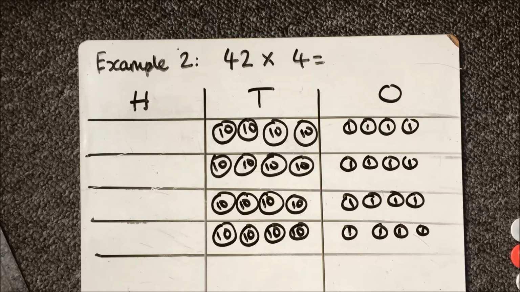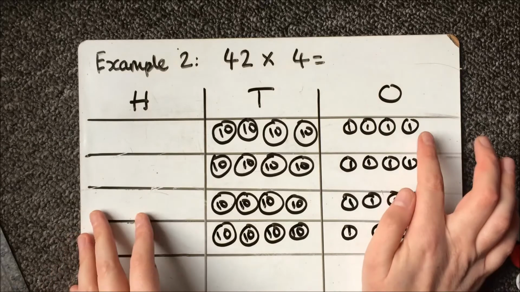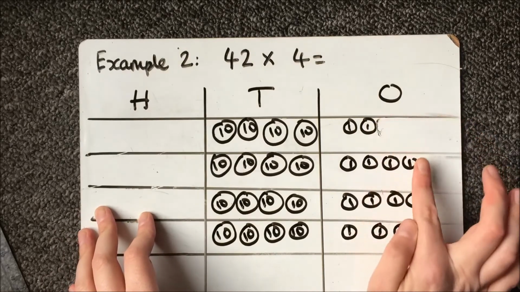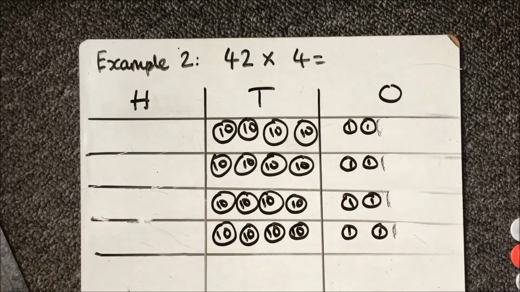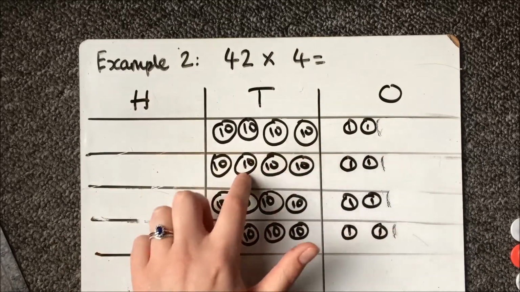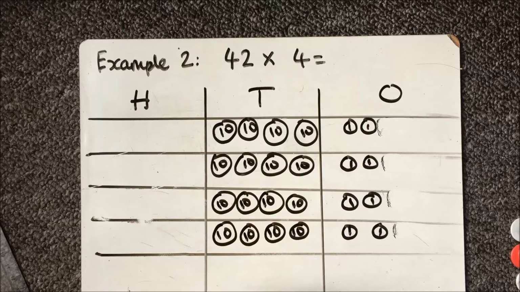Right, are we ready? Oh, I've done too many in here. Don't know why I've done that. I should have said 42. Did you spot my mistake? Silly me. I'm supposed to be doing 42, 42, 42, 42, not 44. I think I was looking at this bit.